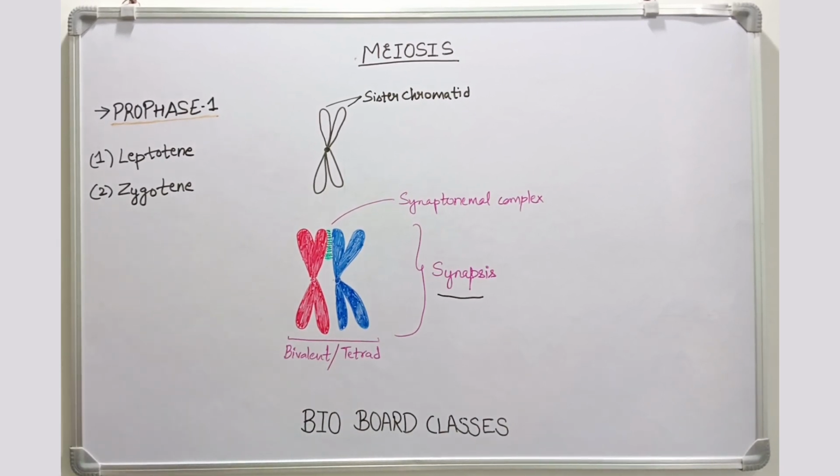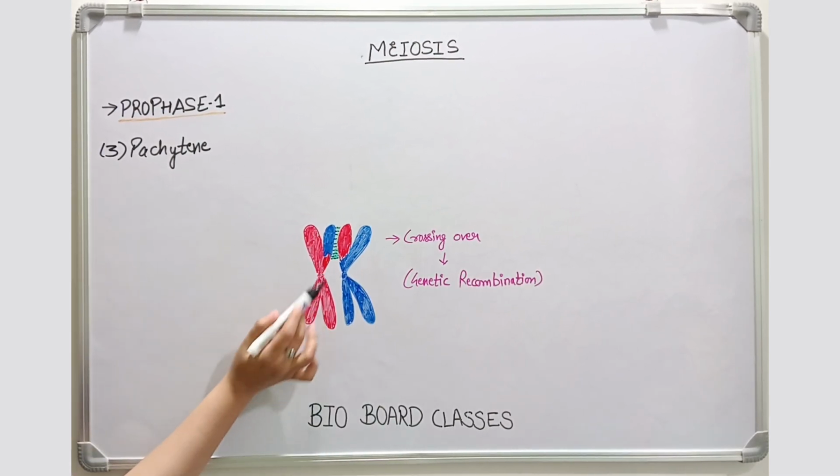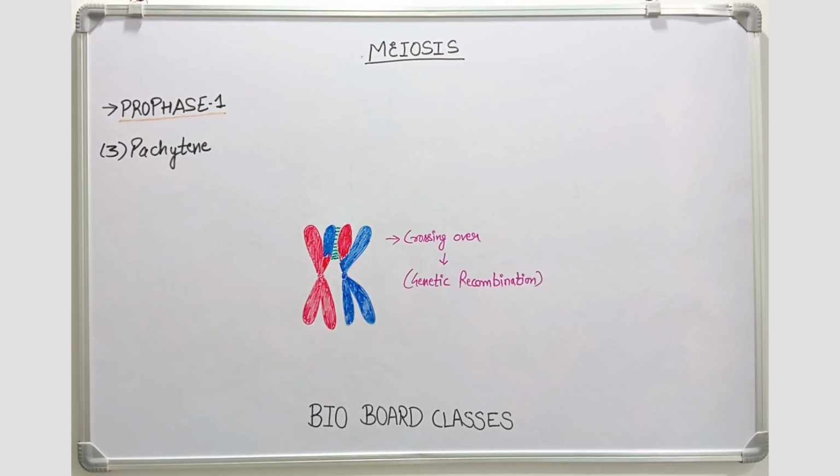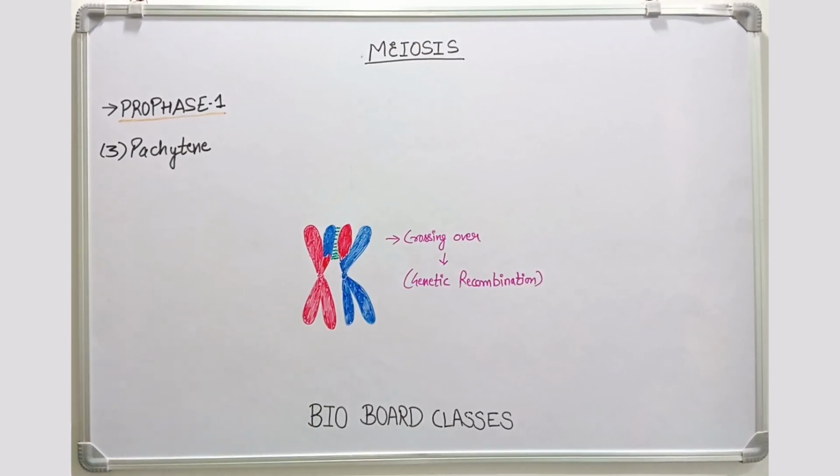Next is pachytene. While they are paired, they actually exchange small pieces of DNA, and this process is known as crossing over. This leads to genetic recombination. It creates new combinations of genes. This is why no two siblings are exactly the same. As you can see here, pieces of DNA have been exchanged between these two chromosomes.